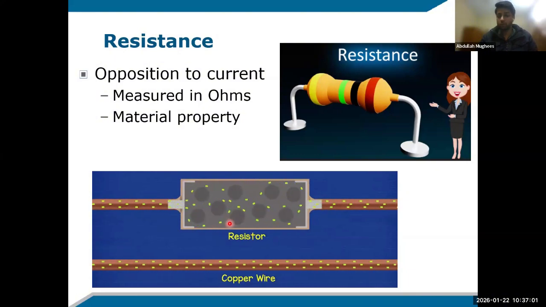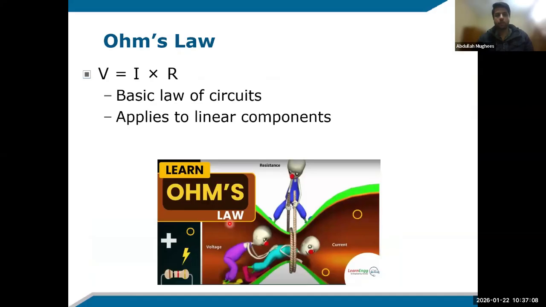So these are the lost electrons. So that is the current. Okay, and the most famous and the most fundamental law of electrical engineering, that is Ohm's law. Ohm's law is basically the relation between voltage, current, and resistance. So voltage can be defined as the product of current and resistance.